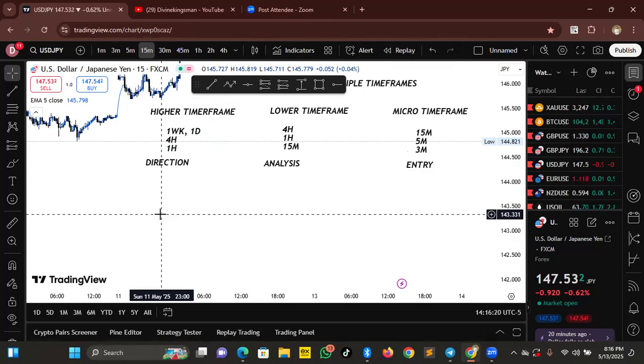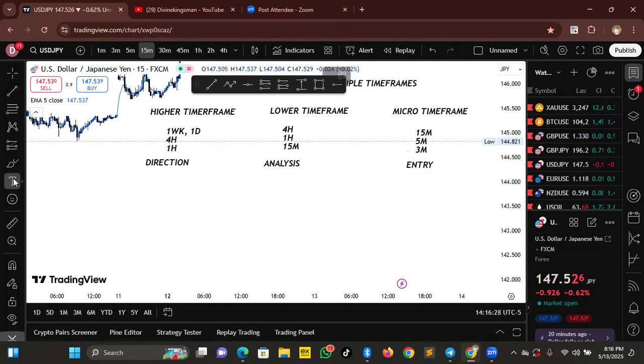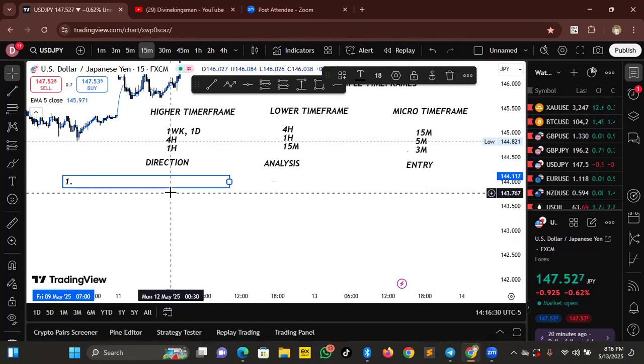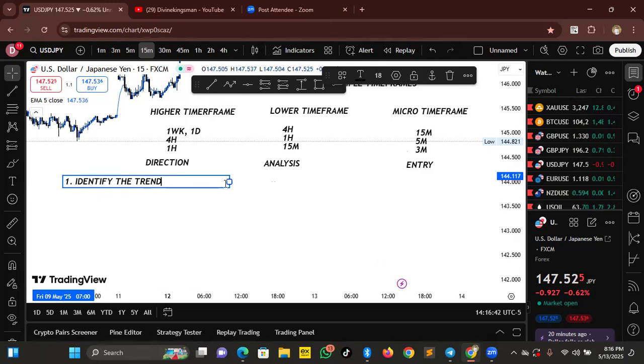Now, how are we going to look for the direction of the market? The first thing to do is to identify the trend. Please keep this in mind. The first thing to do, identify. I might not write everything here. So the first thing is to identify the trend on the higher time frame.